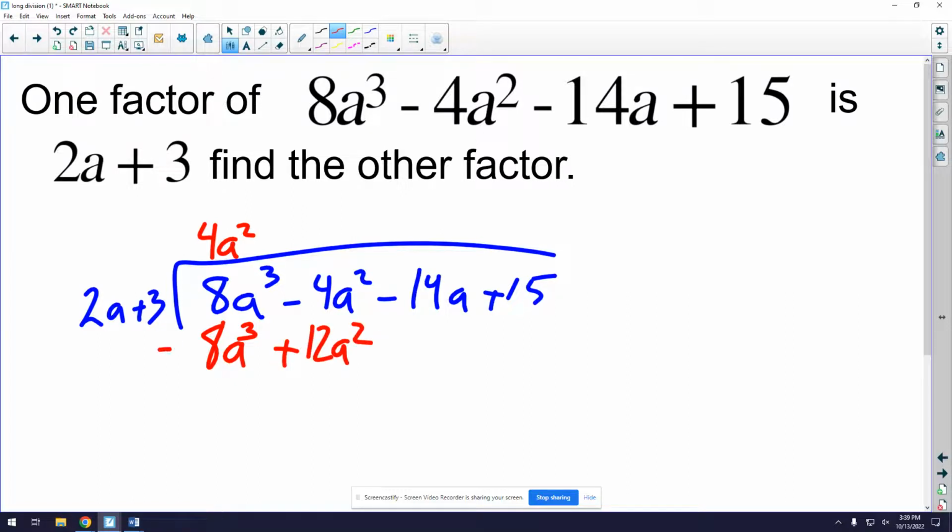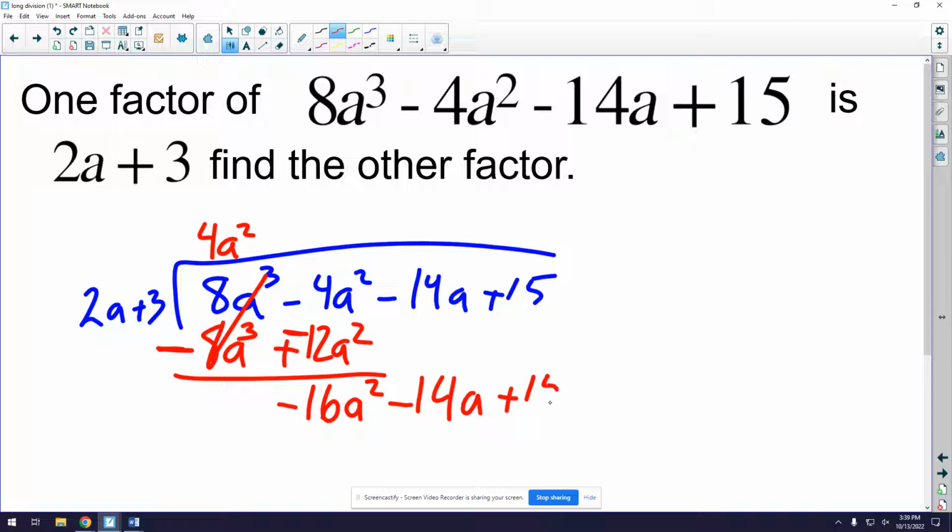And we are subtracting, so make sure I have a negative here, and really I have a negative here. It's going to cancel out those first terms. Negative 4 minus 12 is negative 16, a squared. Bring down your minus 14a, bring down your plus 15. Now take the first term of that new thing. I've got minus 16a squared. Divide that by 2a. The negative 16 divided by 2 is a negative 8. A squared divided by a is a.